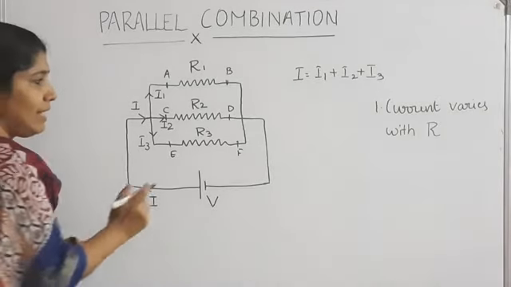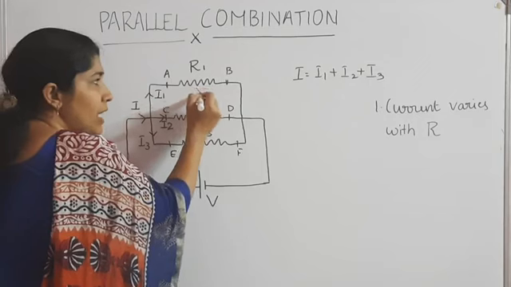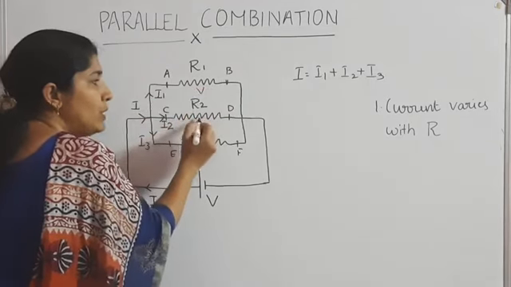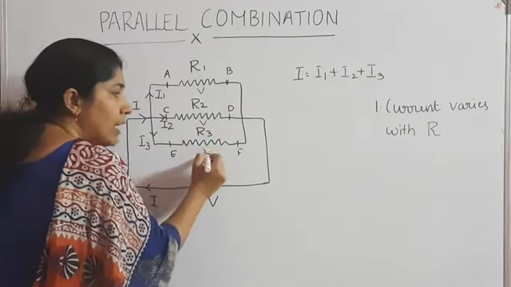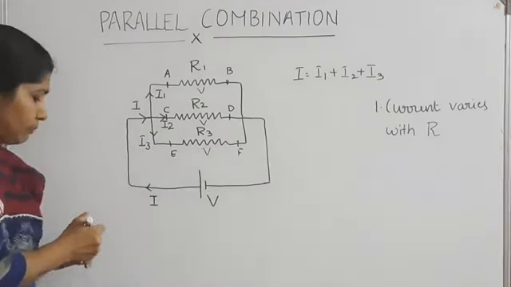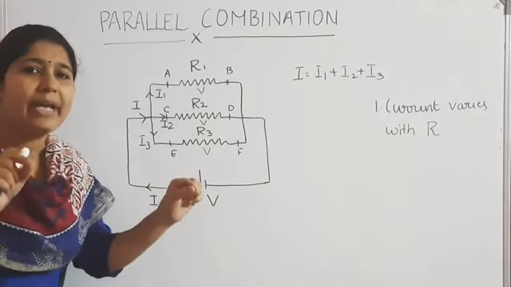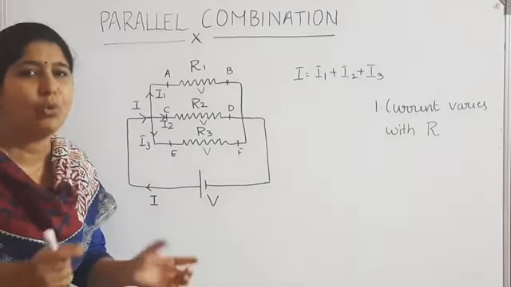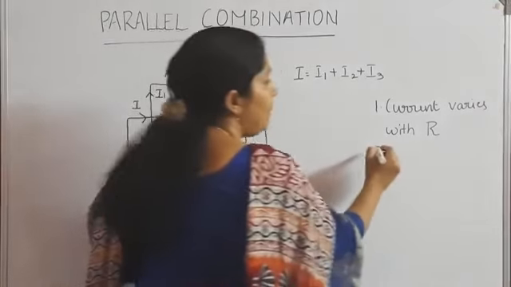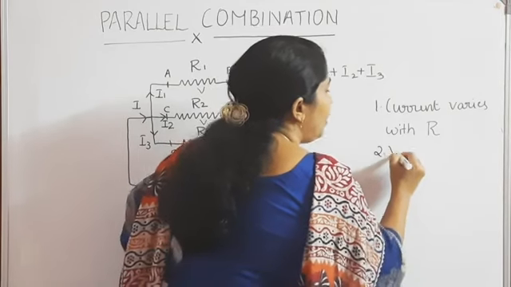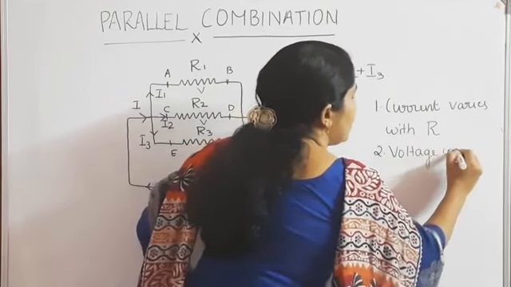So we can say that if the voltage drop across R1 is V, then the voltage drop across R2 is also equal to V, and the voltage drop across R3 is also equal to V, because the terminals of R1, R2 and R3 are connected to the voltage source V. So we can say that in parallel combination, voltage remains constant.